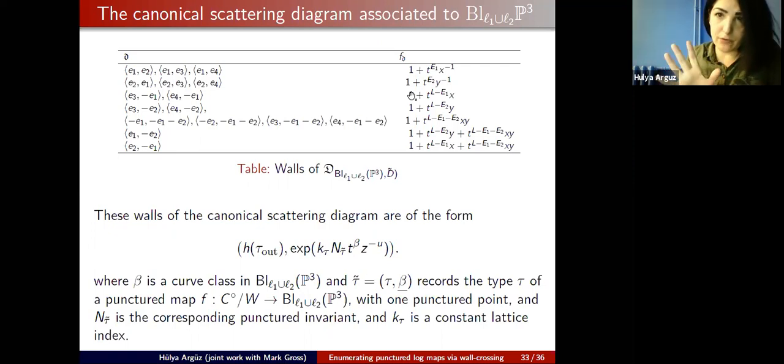claimed by Gross, Pandharipande and Siebert, which should be exponential of some constant times N_tau t^beta z^{-u}, where N_tau is a punctured log Gromov-Witten invariant. So by knowing these functions, we know this punctured log Gromov-Witten invariant.